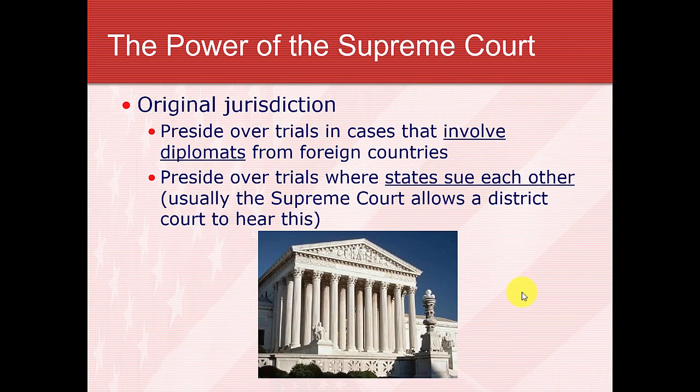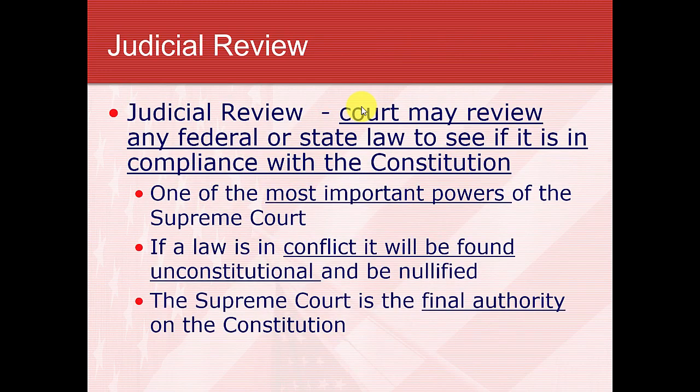So for the top court of the judicial branch, we have the United States Supreme Court in Washington, D.C. It's right across from the Capitol building where the Congress meets. And so they have some original jurisdiction, so there are just a few cases that they would hear originally that wouldn't go through the other courts. So they preside over trials in cases that involve diplomats from foreign countries, and they preside over trials where states sue each other. But usually the Supreme Court allows the lower courts to hear things like that.